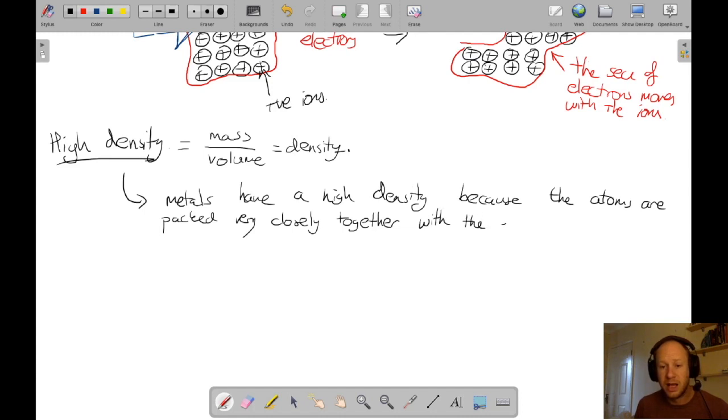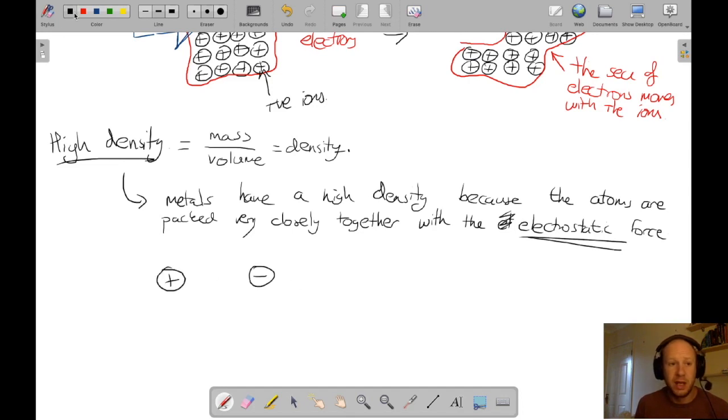with the electrostatic force. Now, what is this electrostatic force? Well, if you remember, if I have something positive and something negative, those two particles are going to want to move together. We call this force the electrostatic force.